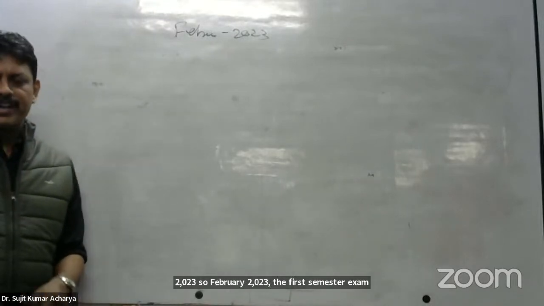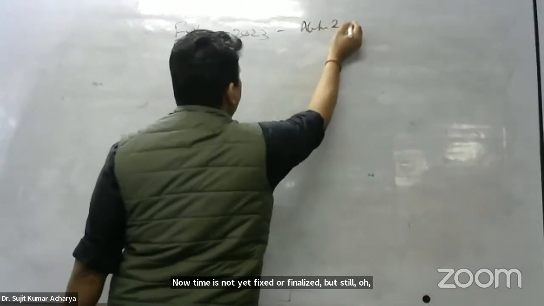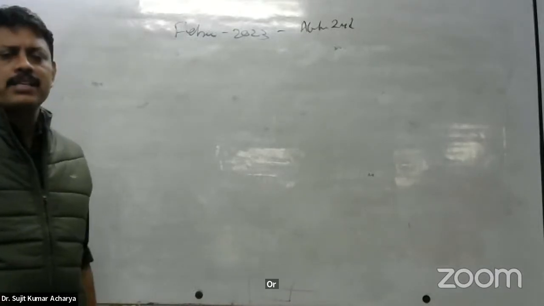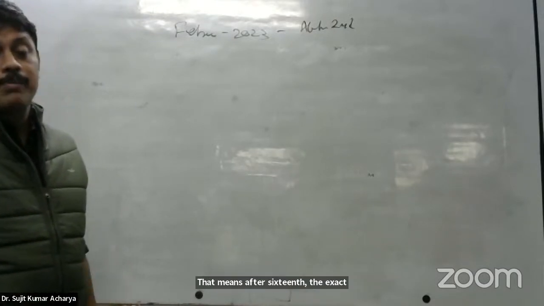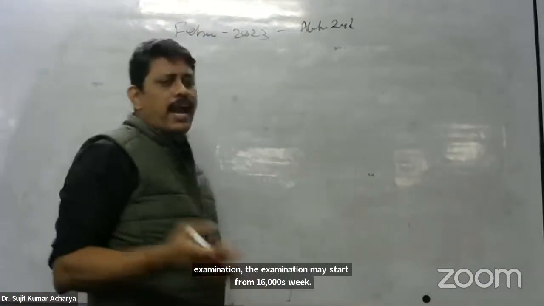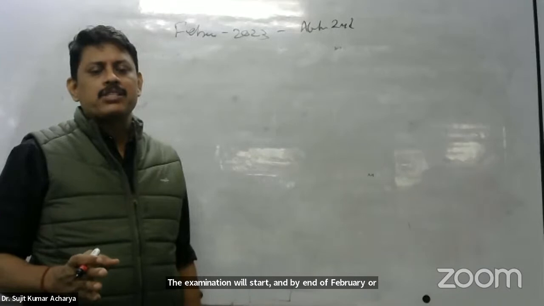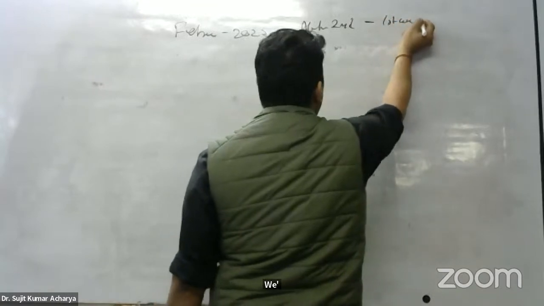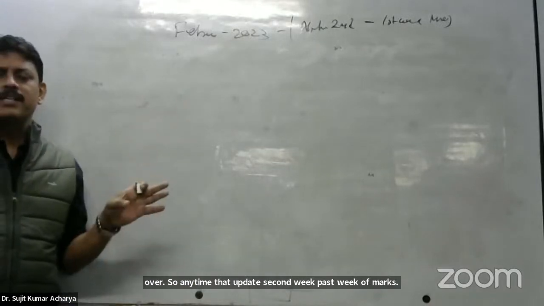Now, the time is not yet fixed or finalized, but after the second week or the beginning of the third week, the examination will start. That means after the 16th, the exam may start from the 15th or 16th. The examination will start in the second week, and by the end of February or the first week of March, the examination will be over. So fix the second week of February to the first week of March as the period for your examination, right?